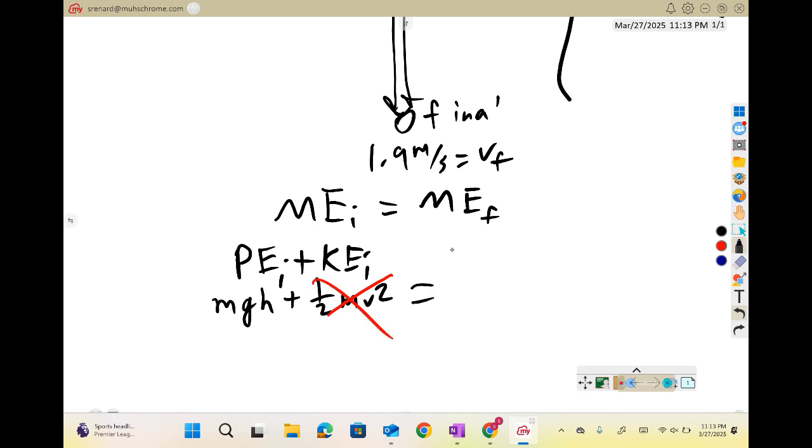On the other hand, where we have the potential energy at the end plus the kinetic energy at the end, there's no potential energy left because it has reached the bottom of the string. So this is just going to be that 1/2 mv squared.